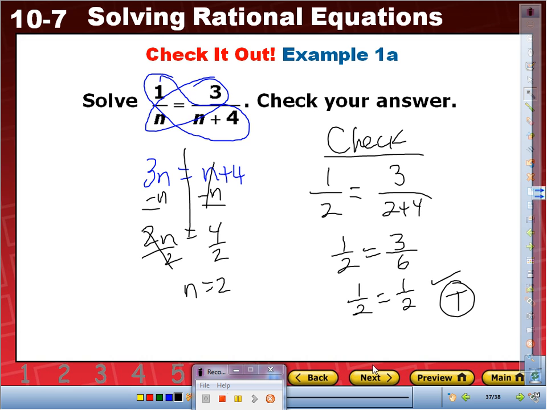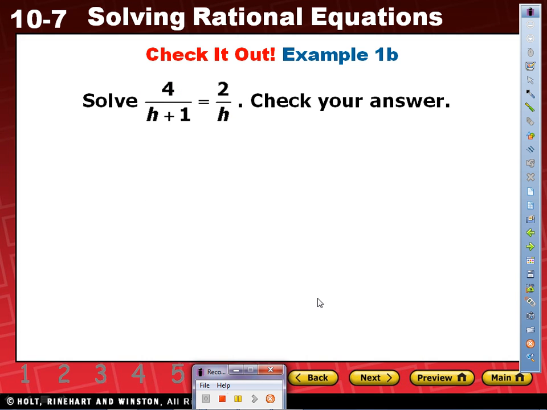Okay, let's do one more. This next one, see if you can do it in about 30 seconds. You don't have to check this next one. We already know the process for checking. Here we go. Example 1B, copy this. Solve 4 over h plus 1 equals 2 over h. It says check your answer, but like I said, for this one you don't need to check. I just wanted to show you the process. 30 seconds, go.